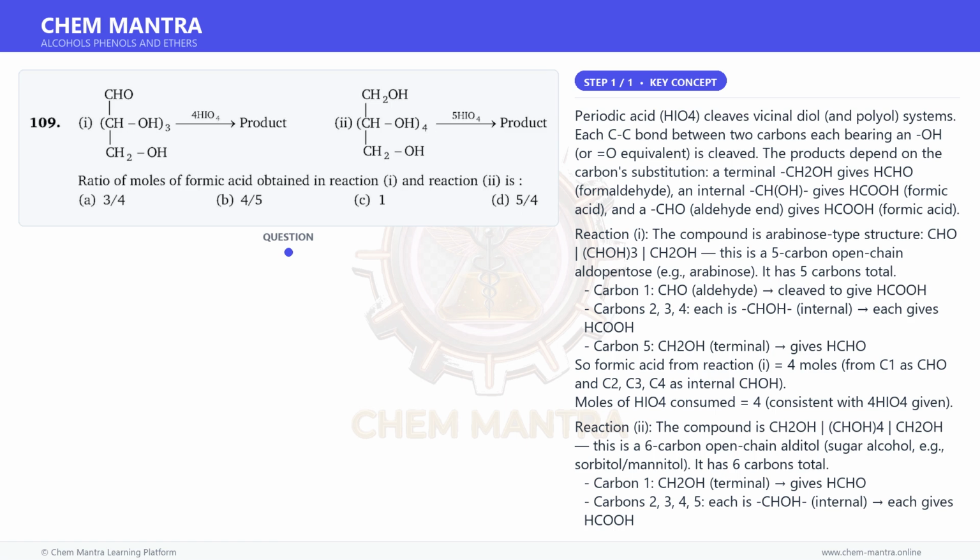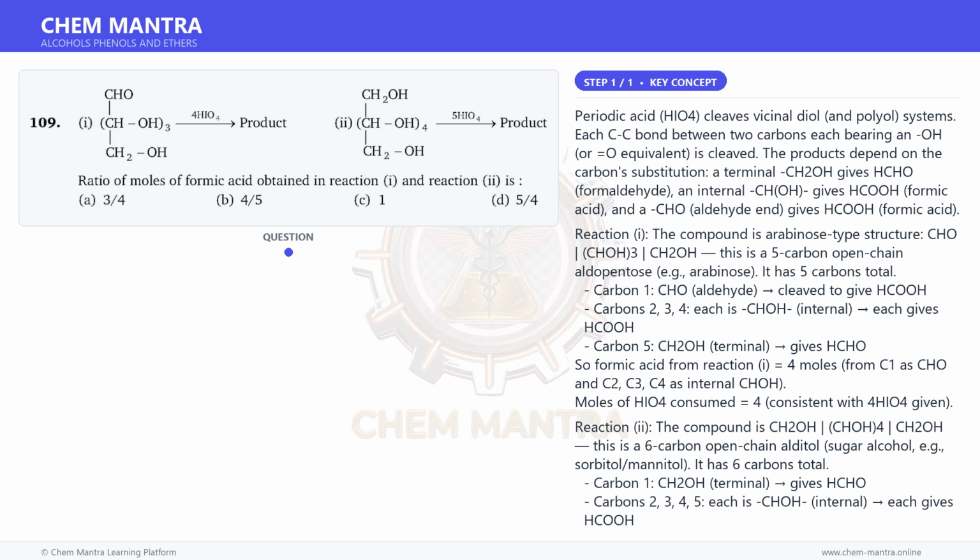This is a 5-carbon open chain aldopentose, for example arabinose. It has 5 carbons total. Carbon 1, CHO, the aldehyde, is cleaved to give HCOOH. Carbons 2, 3, 4, each is CHOH, internal, and each gives HCOOH. Carbon 5, CH2OH, terminal, gives HCHO. So formic acid from reaction 1 is 4 moles, from C1 as CHO and C2, C3, C4 as internal CHOH. Moles of HIO4 consumed is 4, consistent with the 4 HIO4 given.